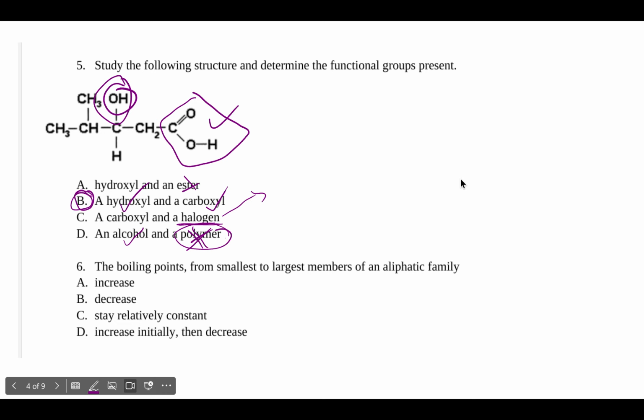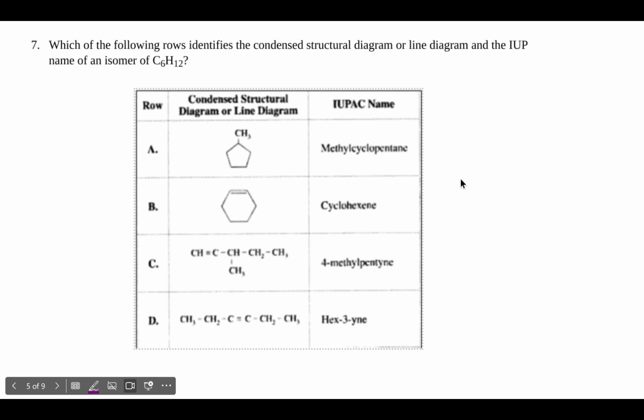Number 6, the boiling points from smallest to largest of an aliphatic family. And here you might also see the term homologous. And that just means you're part of the same family, you're just increasing in carbons. So from smallest to largest, your boiling point increases. So it's not decrease, won't stay constant, and this last one's not true. The bigger the molecule, the more energy it will need to break it apart, which means increasing your boiling point. Moving on to number 7, which of the following rules identifies the condensed structure?